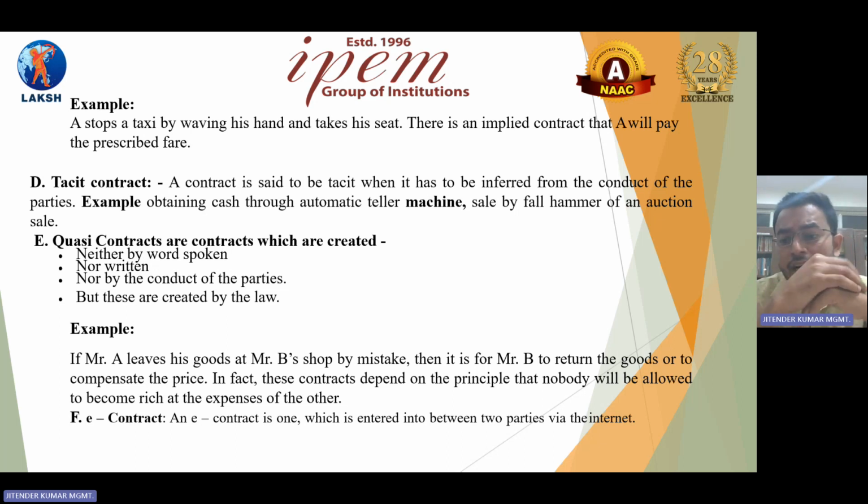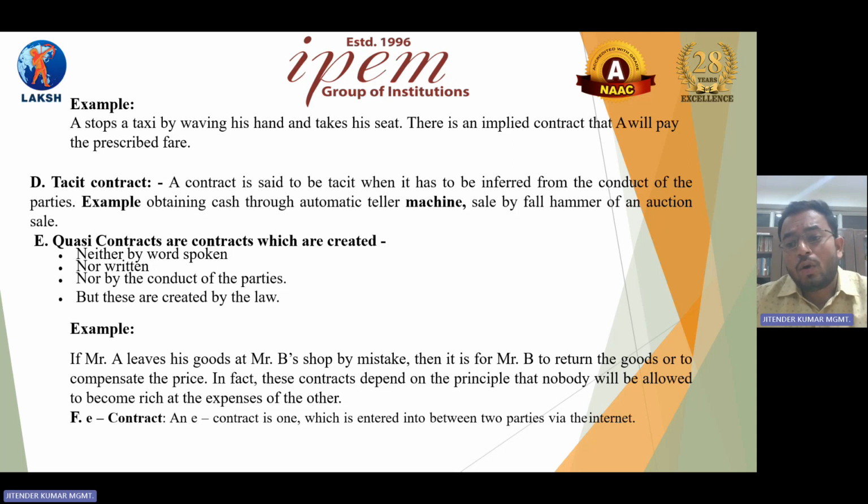If we understand quasi-contracts, they are those contracts where neither words are spoken nor written, nor is there any conduct of the parties, but they are created by law, where the party is bound to perform their duties. So these contracts are basically made by law and you are bound to perform their duties, right? Let's take one example. If A leaves his goods at B's shop by mistake, then it's the duty of B to return the goods to A. If he loses the goods, B must compensate A. So whatever the cost of the goods, he has to pay, right?